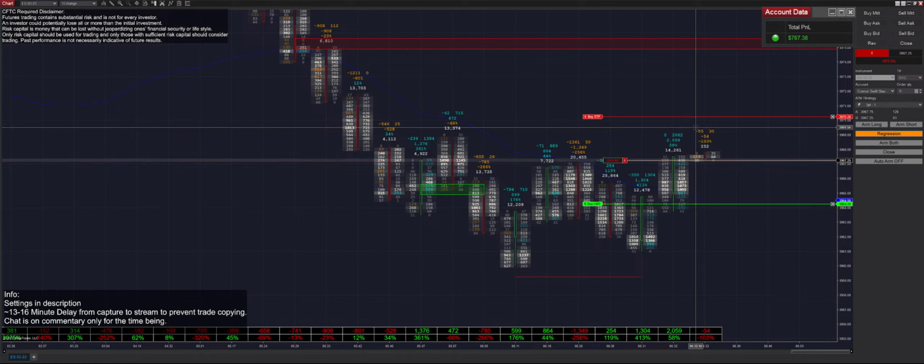Okay, so here it looks like we got filled finally into a short trade. Our stop loss is actually above where we marked that level earlier. I mean, that's kind of expected. And our take profit is actually below here.